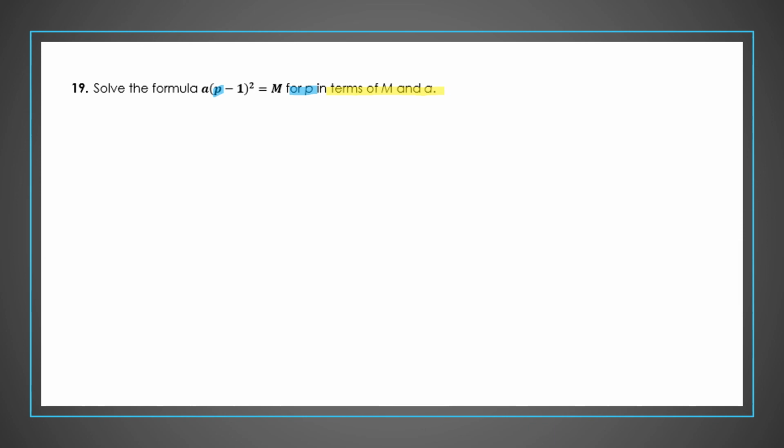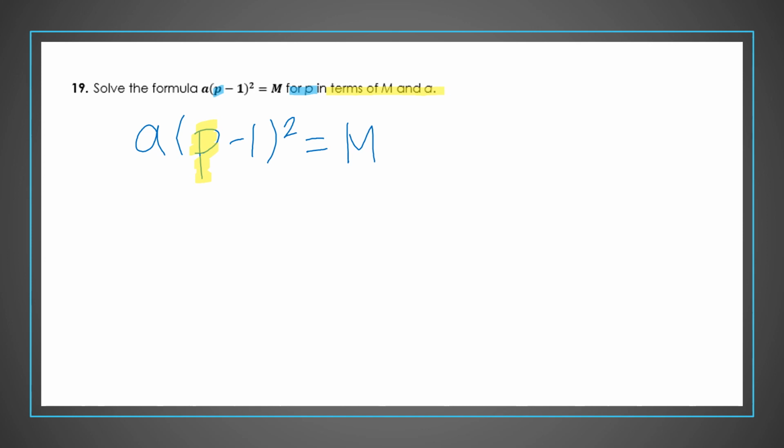So in order to solve this, we're going to rewrite this. And you need to think about the things that you need to get rid of in order to get the p by itself. So in order to get p by itself, you need to get rid of a, you need to get rid of the minus 1, and you need to get rid of the square. And the order in which you get rid of those is very important.